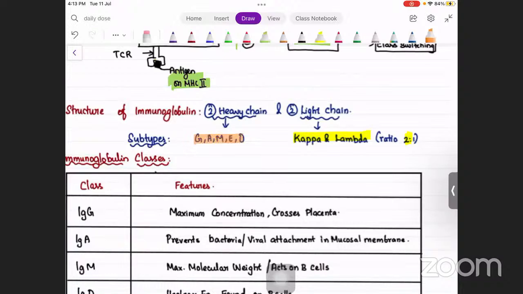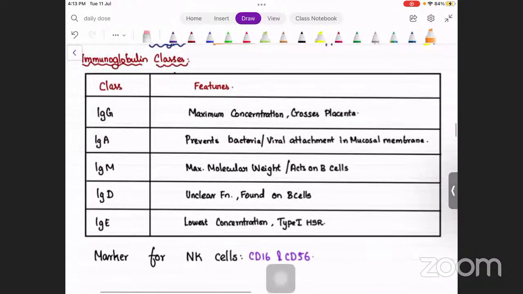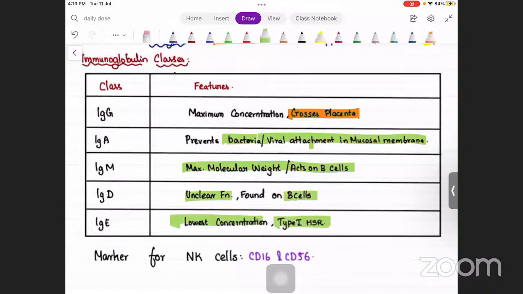Okay, now speaking about the immunoglobulin classes. IgG is maximum in concentration and crosses the placenta, very important MCQ. IgA prevents bacterial and viral attachment in the mucosal membrane. IgM has the maximum molecular weight and acts on B cells. IgD has an unclear function, and it is found on the B cells. IgE has the lowest concentration and produces type 1 hypersensitivity reaction.